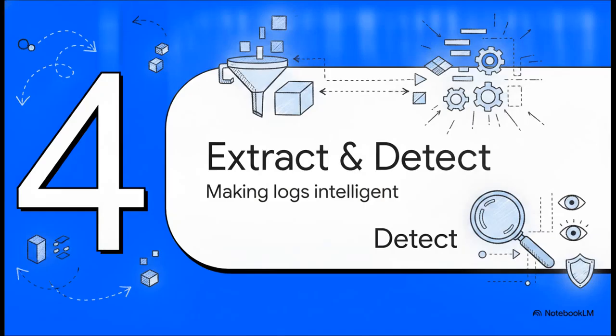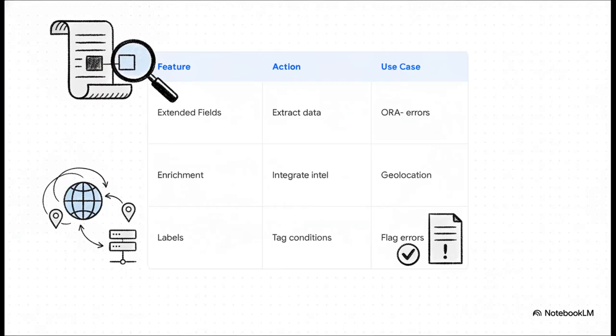Section 4. Extract, enrich, and detect. Making logs intelligent. Okay, so we've parsed our logs, we've secured the sensitive data, and now we enter the enrichment phase. This is where flat, raw text is transformed into intelligent, structured data that directly drives high-stakes outcomes. There are 3 incredibly powerful features here.